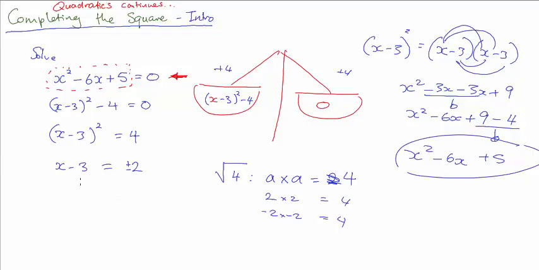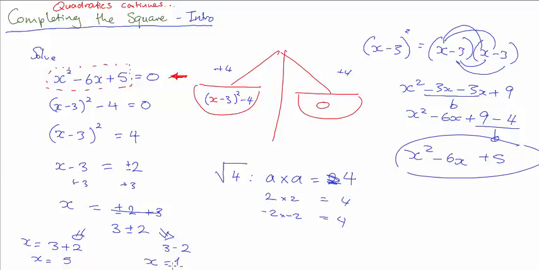And finally, you add 3. You can obviously write this as plus or minus 2 plus 3, but the way I recommend is you write the 3 first, then the plus or minus 2. And then obviously the two solutions are one where you consider 3 plus 2, and one where you consider 3 minus 2. So one of them is x equals 5, and one of them is x equals 1.